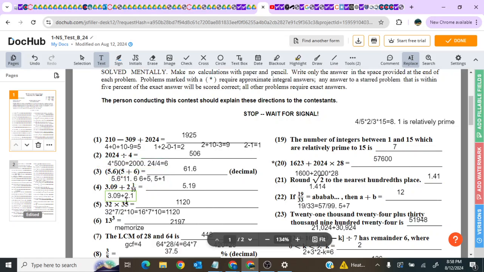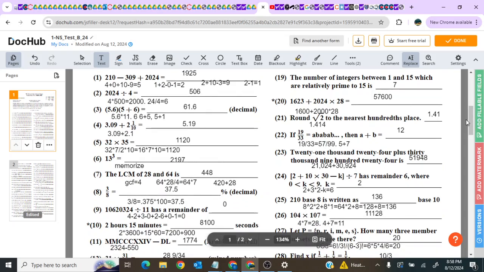3.09 plus 2 and 1/10. Well, just convert 2 and 1/10 to a decimal and add them together. Pretty easy. 5.19. 32 times 35 is what? Well, you can convert 35 to 7 over 2 times 10, because you can imagine 3.5 times 10 in a way. So then 32 divided by 2 is 16, times 7 is 112, times 10 is 1,120.